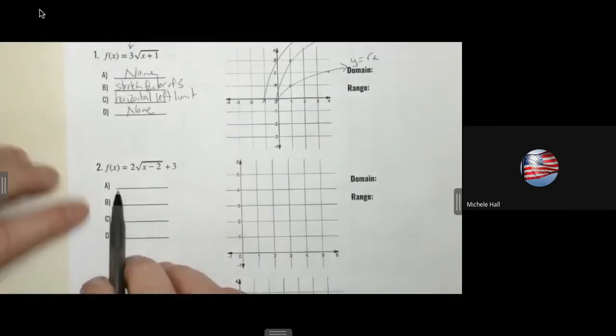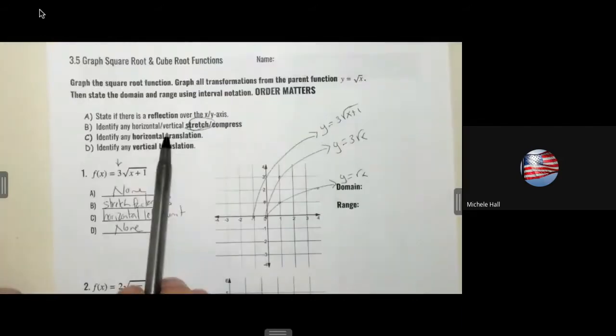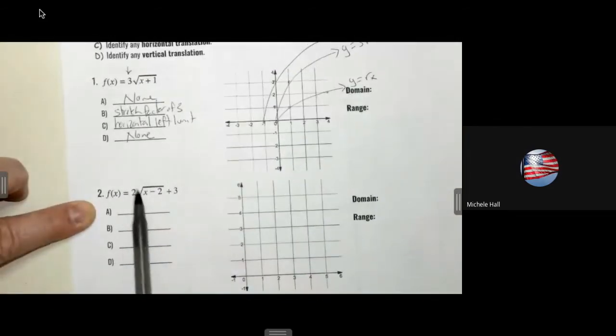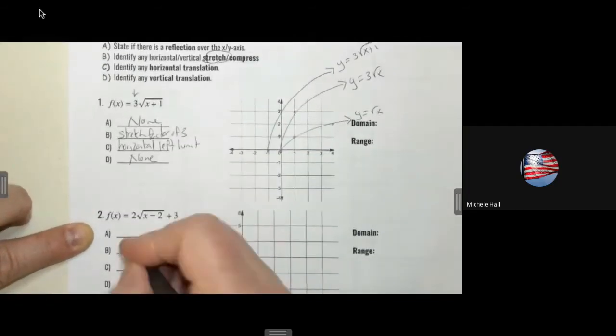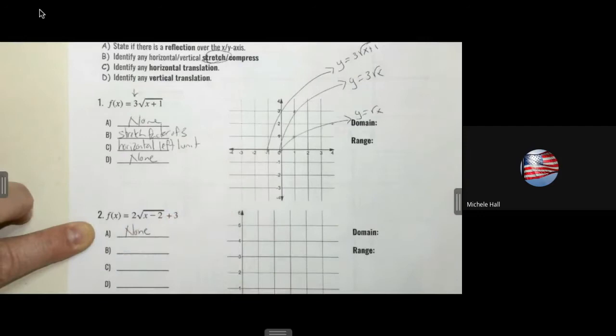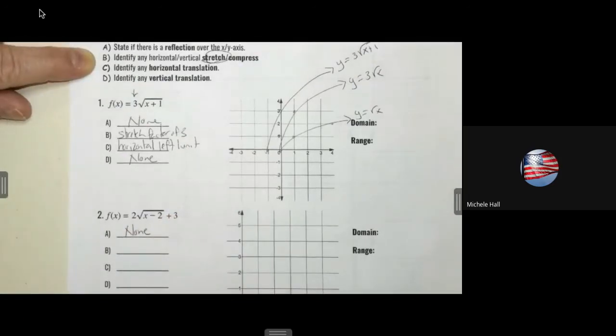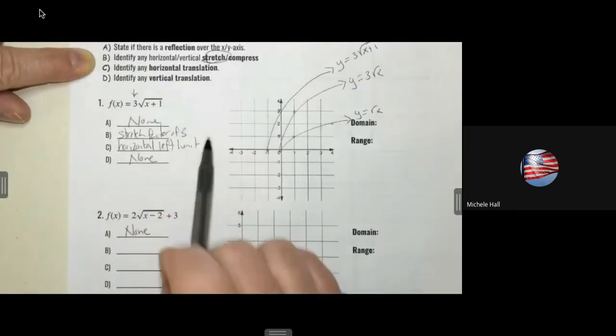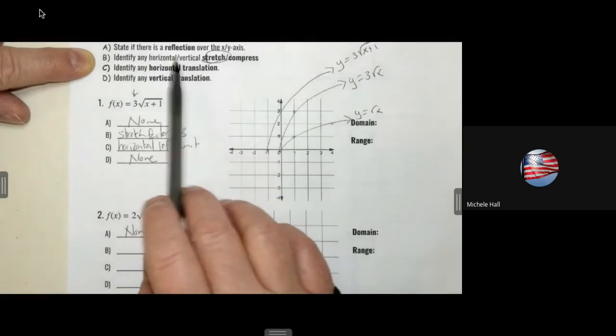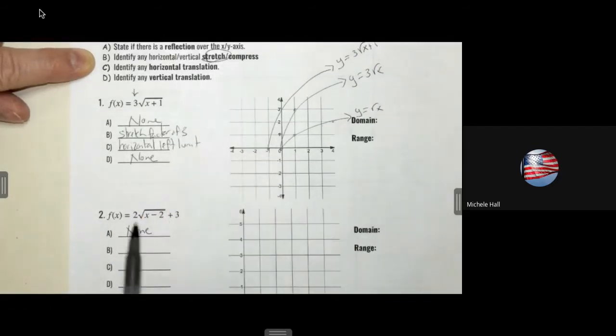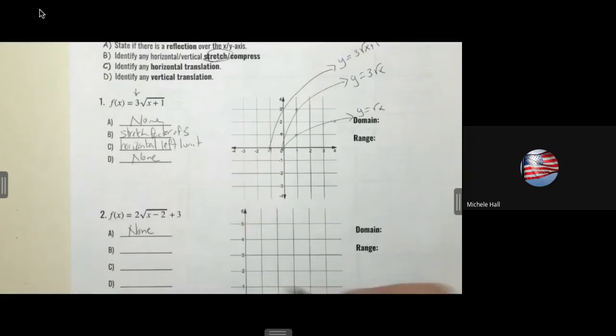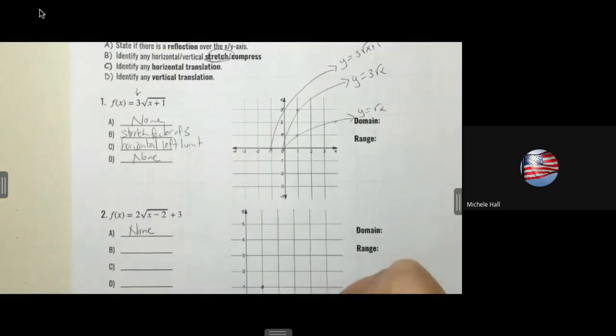Okay, starting with A. Is there a reflection? I keep referring back to this. Is there a reflection? Well, I don't see a negative out front, and I don't see a negative in front of the x, so that would be none. B, identify a stretch or compress. It can be a horizontal or a vertical, and it can be a stretch or a compress. So I'm going to look out front. First thing I'm going to do is graph my function, the square root function, and then 4, 2.